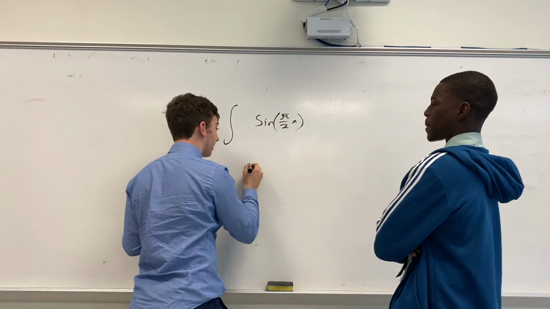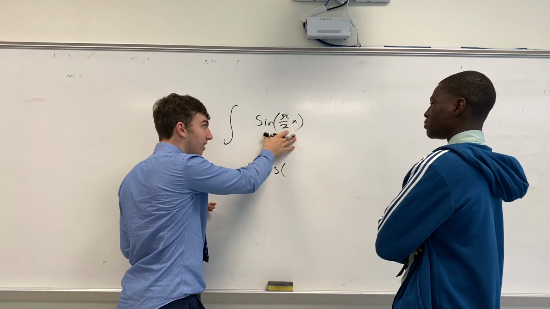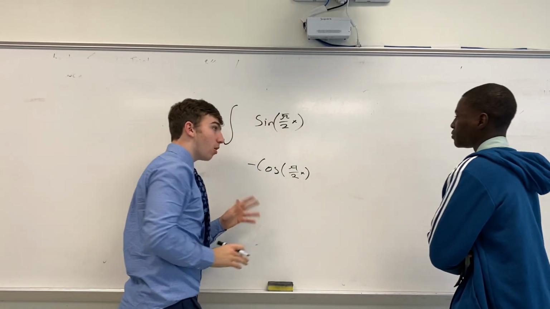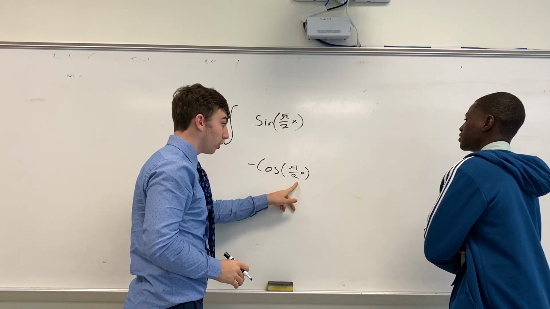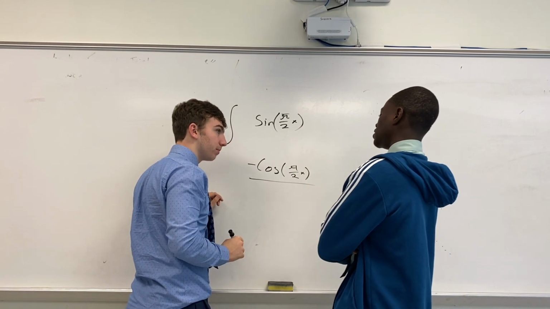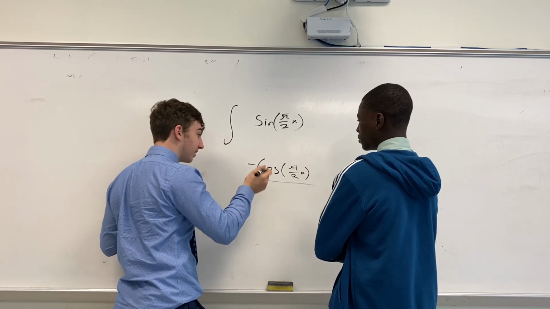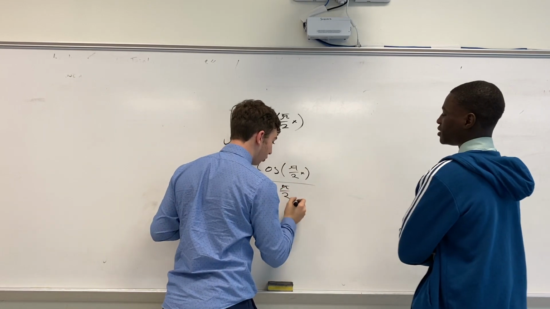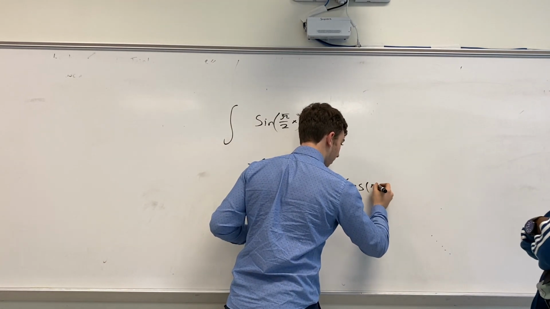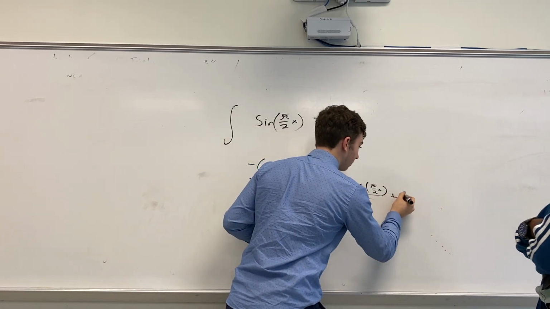Negative cosine. Yeah. So we have minus cosine, and then the inside always stays the same anytime you have a trigonometric function, pi over 2 x. But then all we have to do is divide by the differential of the inside. And do you know what that is? The differential of the inside would be just pi over 2. Exactly. So it's going to be pi divided by 2, and that simplifies to minus 2 cosine of pi x over 2, divided by pi, plus c.